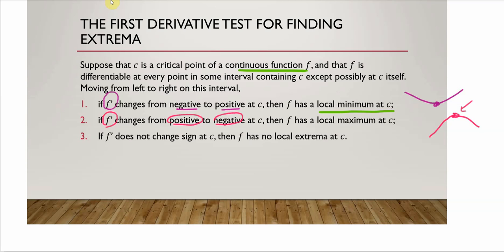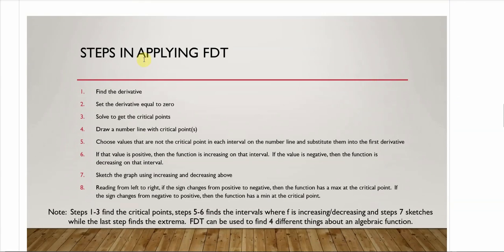Now, what happens if there's no change in the sign? Then there will not be any extrema. In other words, if I'm going up and then it becomes slope of 0 and then I continue going back up, this right here, even though it has a slope of 0, it's a critical point, it is not going to be considered a max or a min. That's the first derivative test for extrema.